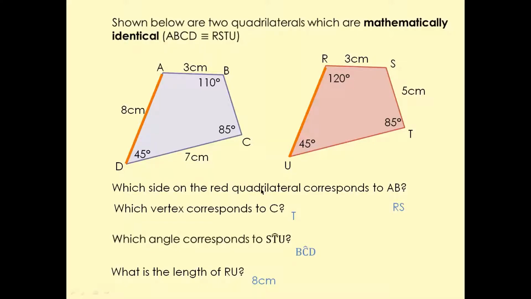So which side on the red quadrilateral corresponds to AB? AB is here, and so AB corresponds to RS on this, and the vertex C corresponds to T here. And which angle corresponds to STU? STU is 85 degrees, and that's going to be equal to angle BCD. And the length of RU: RU is going to be the same as AD.